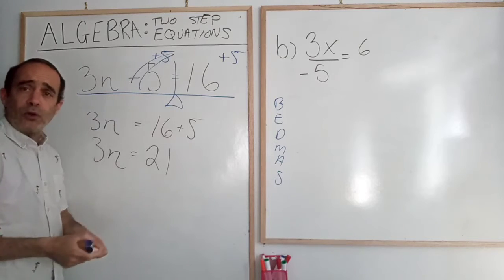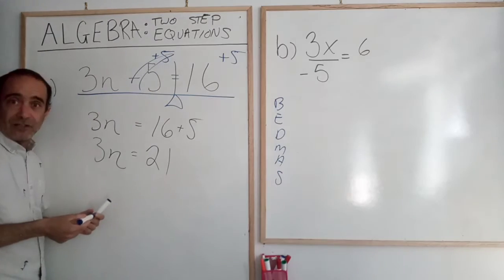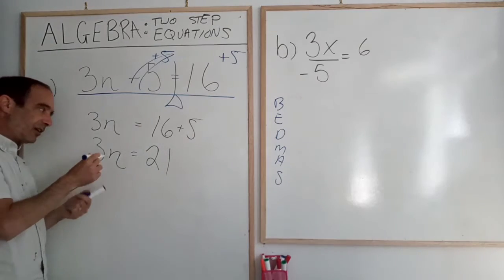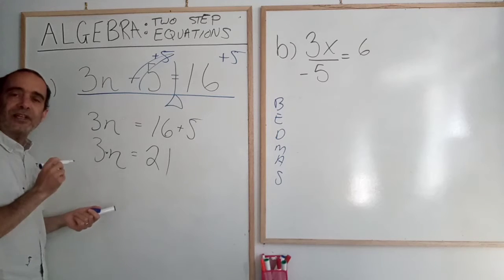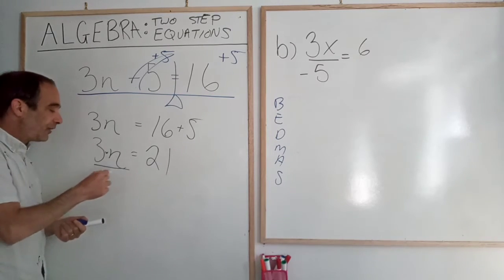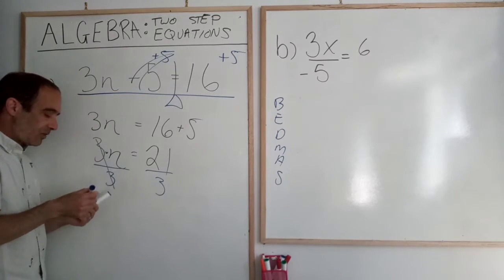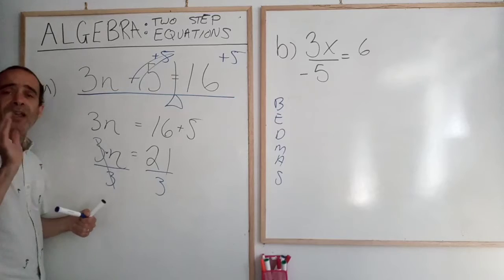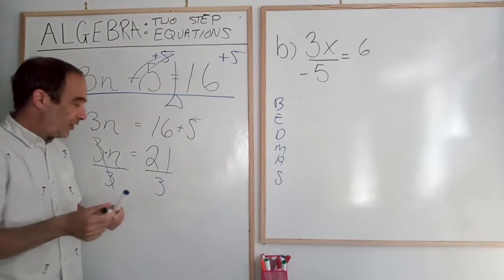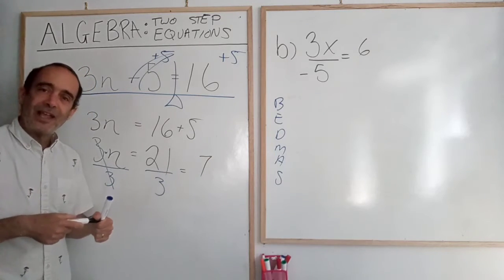And now I'm back to a one-step equation. I want to get the n by itself. So how do I do that? I got to get rid of this 3. It's currently 3 times n. So to get n by itself, we're going to do the inverse of multiplication. We'll divide both sides by 3. N is now equal to 21 divided by 3. 21 divided by 3 is equal to 7. So there you go. N was equal to 7.